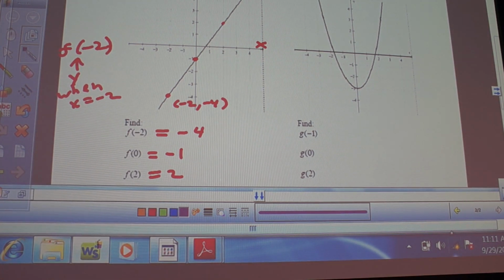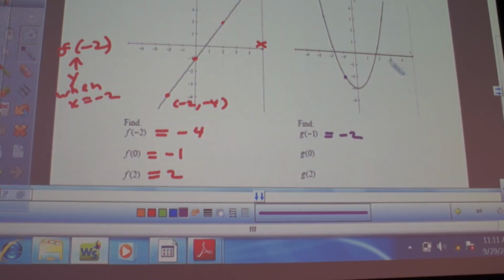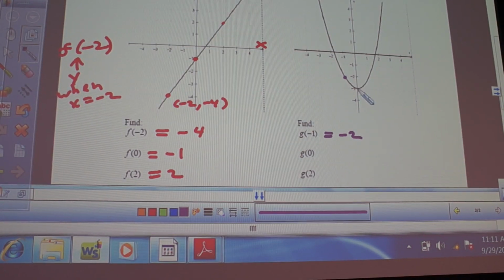So g of -1, so my x is -1. So I go here to -1, and then I go down to hit the curve. So this happens at -2. G of 0, that's -3. And g of 2, I go up to that one, so that's +1. Good?